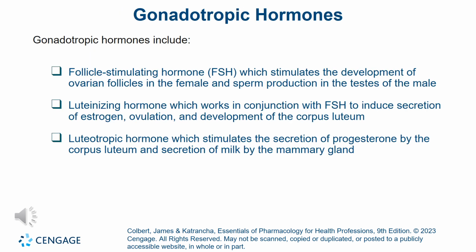The gonadotropic hormones include the follicle-stimulating hormone, or FSH, and these stimulate the development of ovarian follicles in the female and sperm production in the testes of the male. The luteinizing hormone, which works in conjunction with FSH to induce secretion of estrogen, ovulation, and development of the corpus luteum. The luteotropic hormone, which stimulates the secretion of progesterone by the corpus luteum and secretion of milk by the mammary gland.